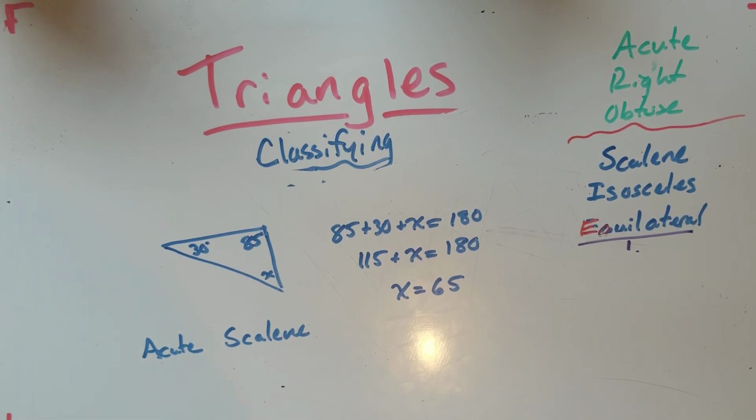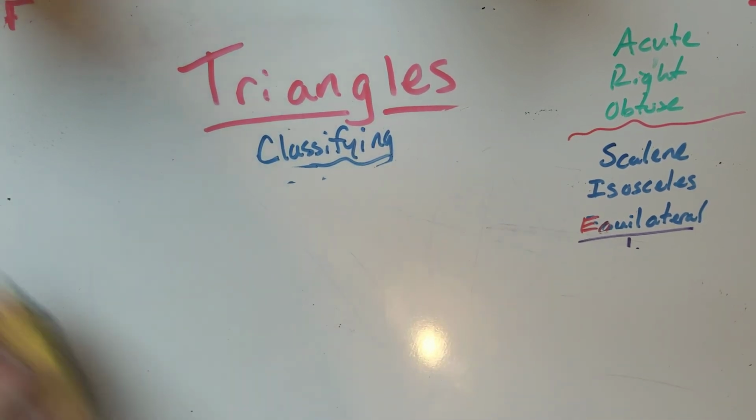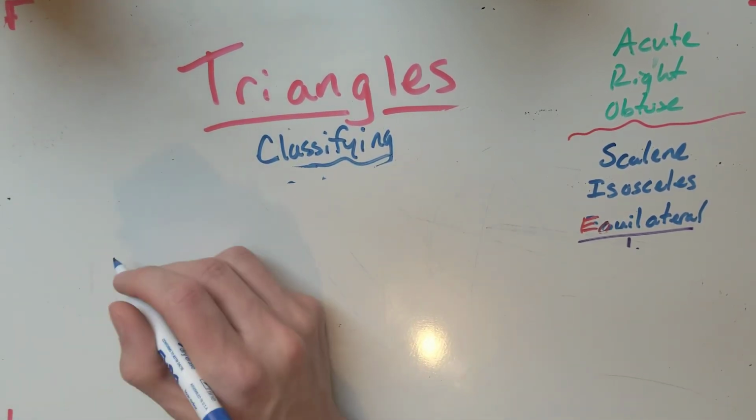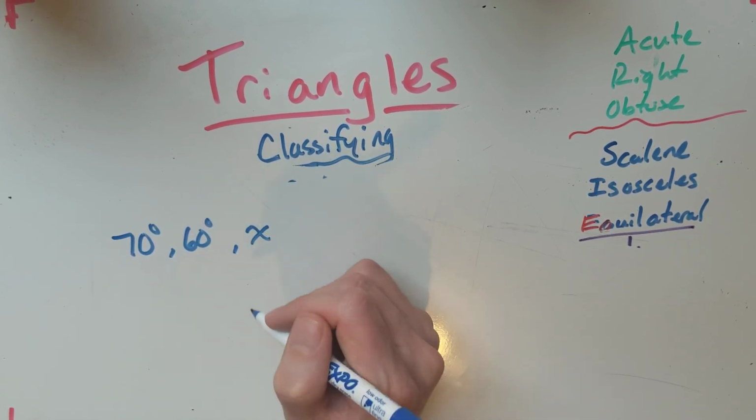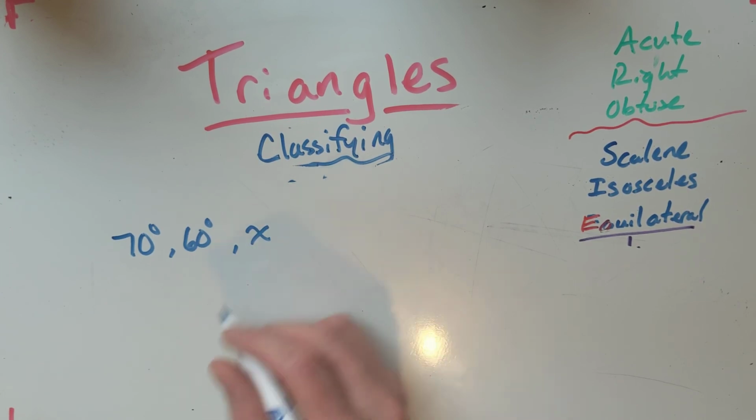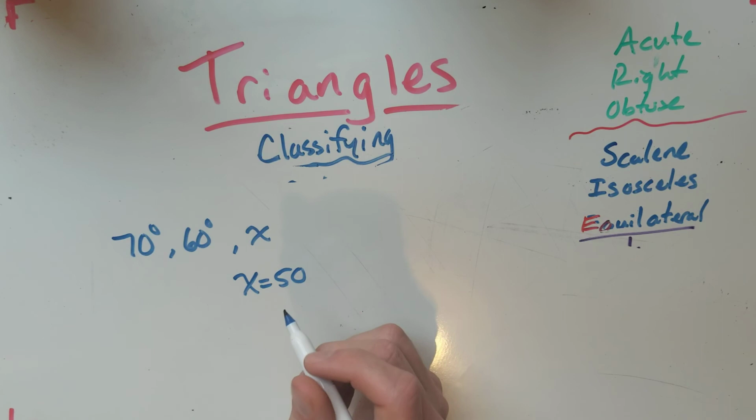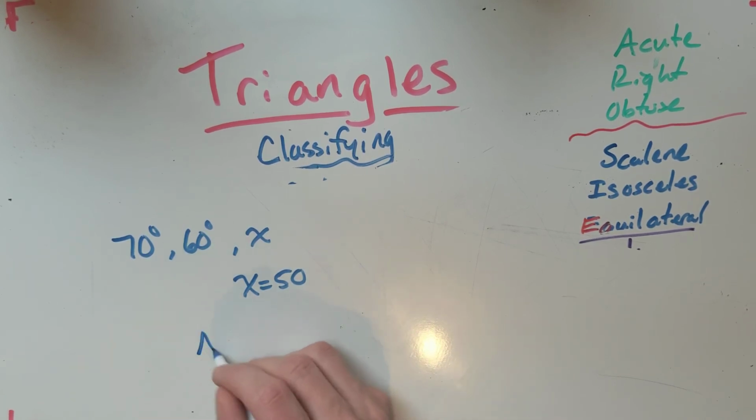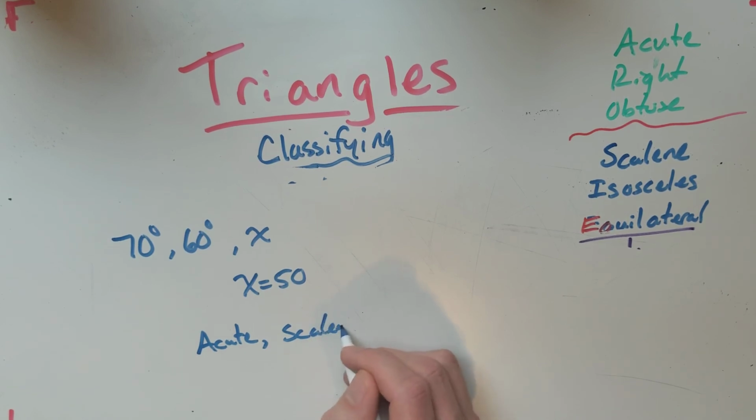Now for the bottom 3, we are given just the angle measurements, not a picture of the triangle. So the first one we have 70 degrees, 60 degrees, and x. When you add these together and subtract from 180, you should end up with x equals 50 for this one, which means it's going to be both acute and scalene. That was number 19 on there.